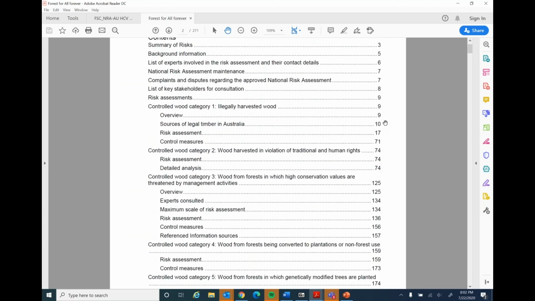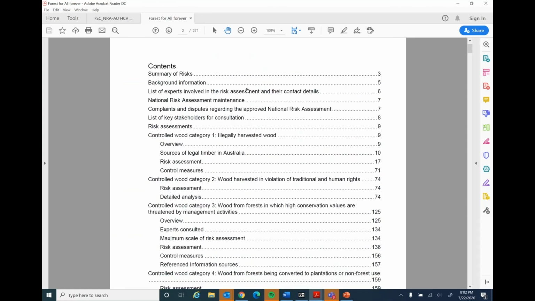And you'll see there's a little bit of an introduction to begin with, and I can only recommend that you read that. And then it starts digging into the different categories, so 1, 2, 3, 4, 5. And if you look into the specific category, you'll see there's a bit of introduction again, and then the actual risk assessment starts on page 17 and finishes on 71.